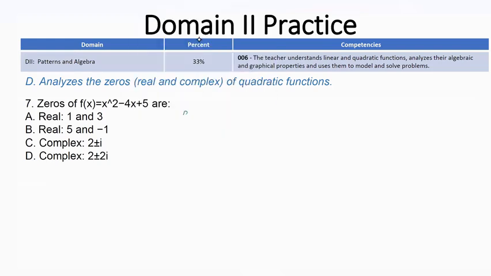So the algebra is f of x equals x squared minus 4x plus 5. Now let's set this to 0: x squared minus 4x plus 5. What I need to do here is factor this out. I have x squared, which means I have two values of x. Next I have 5. The only factors of 5 are 5 times 1, or negative 5 times negative 1, which is also 5, okay?